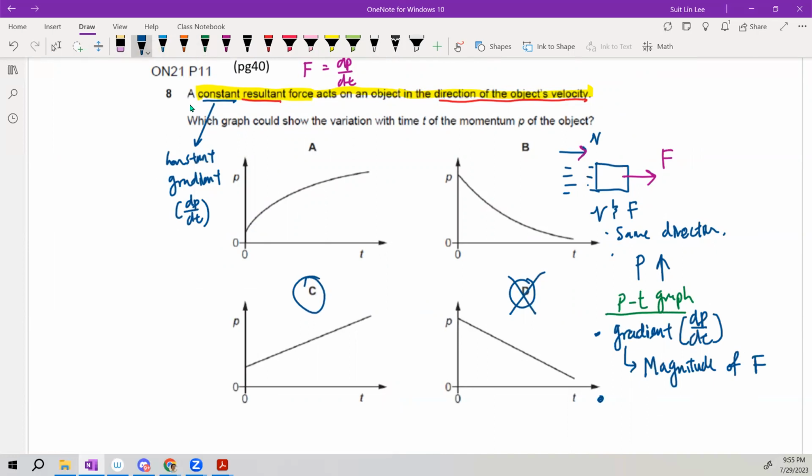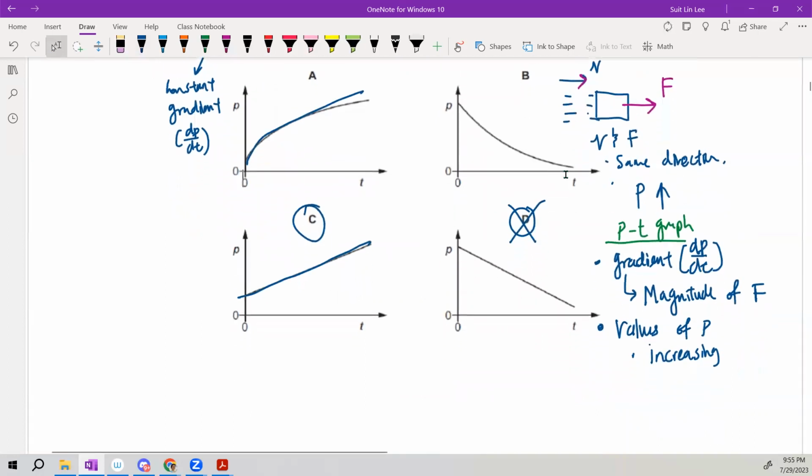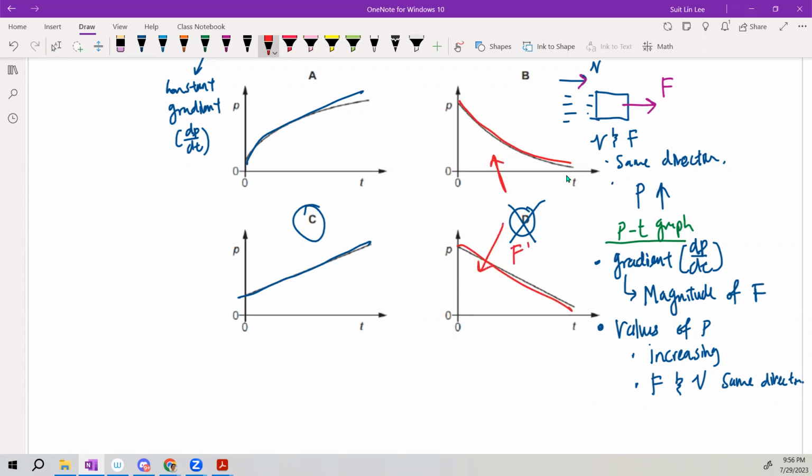And then we would look at the values of P. If it is increasing, so this is an increasing graph, okay? So if the values of P is increasing, then F and V are in the same direction. You are pulling it the same direction that it is moving, so it will move faster and faster. Okay, and then if it's decreasing, so for this one and this one, F and V are in opposite directions.